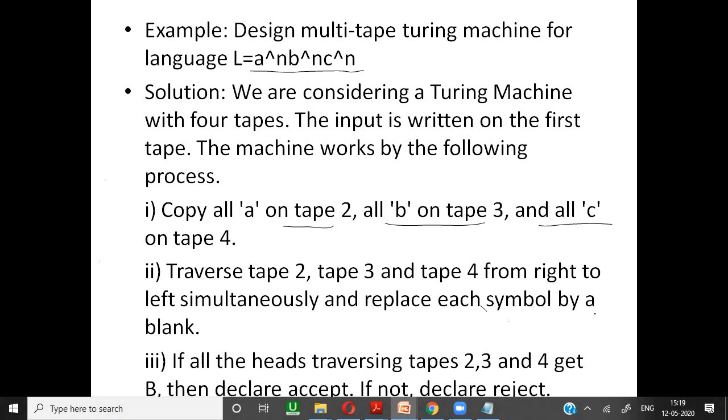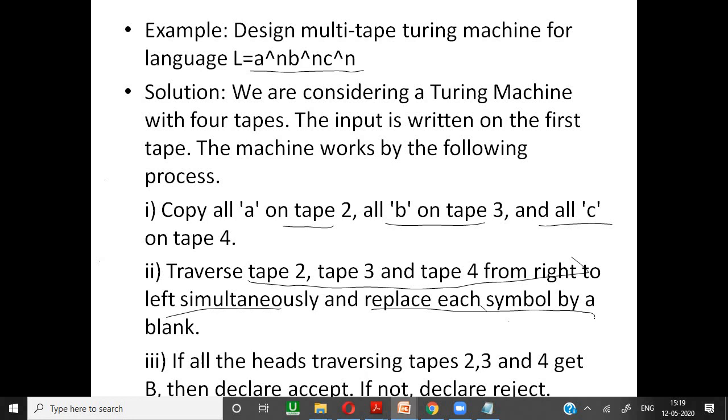Here we traverse tape 2, tape 3 and tape 4 from right to left simultaneously and replace each symbol by blank. So I travel on tape 1 and take the input. Where it is A, I go with tape 2, likewise tape 3, and tape 4. Just move to the right side, replacing that cell with a blank.